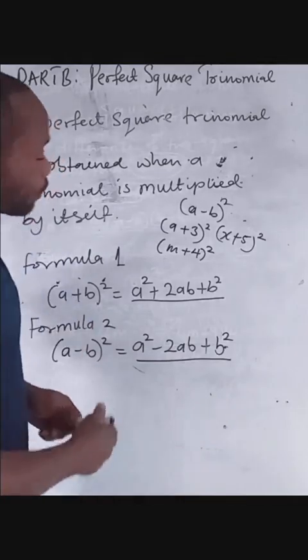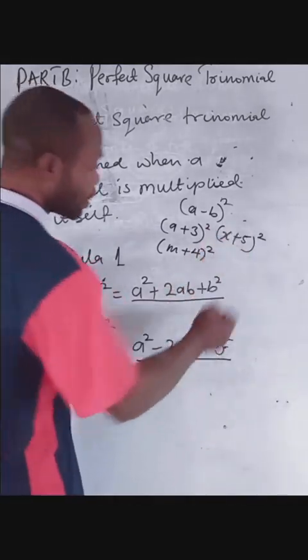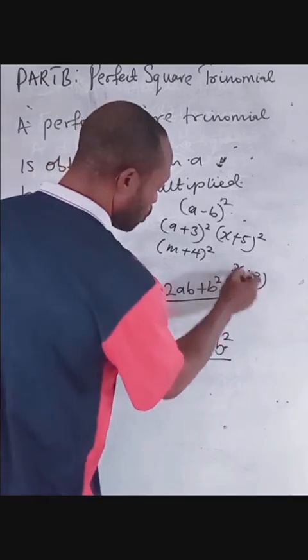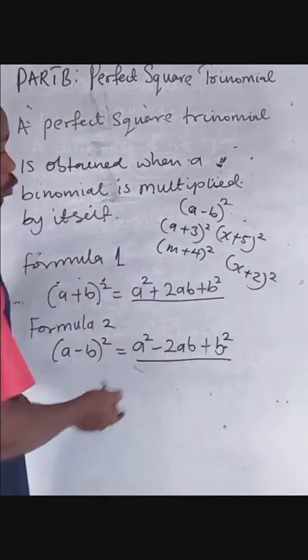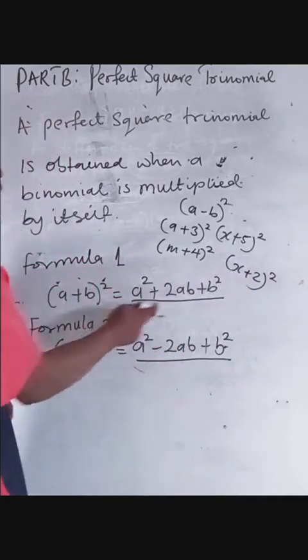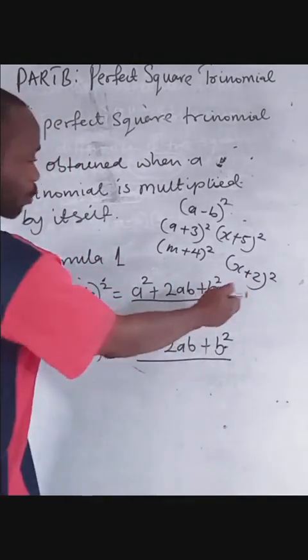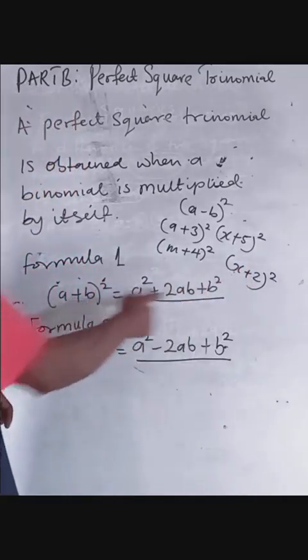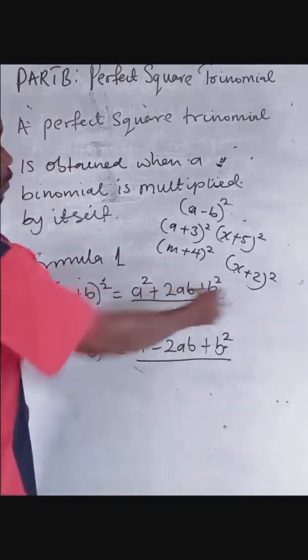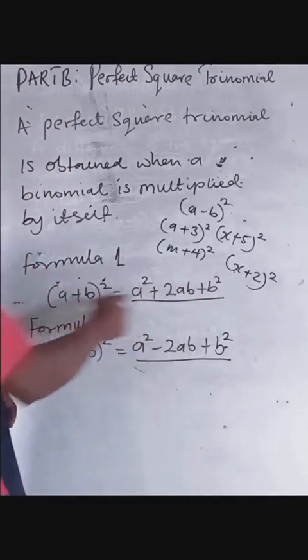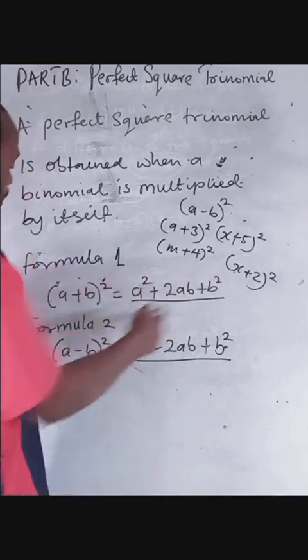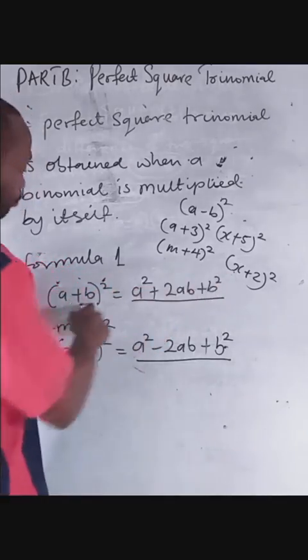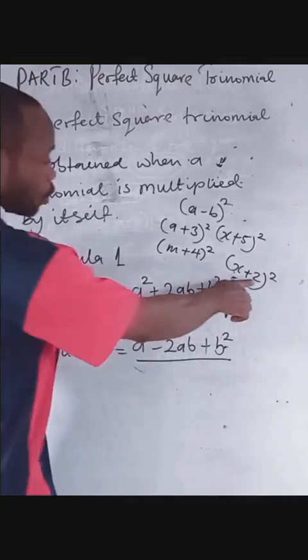So what you need to do, if you have an expression like this, x plus 2 raised to the power 2, you just substitute the values into the expression. So in this expression now, a is x, while b is 2. So any part of the formula where you see a, you replace it with x. Any part of the formula where you see b, you replace it with 2.